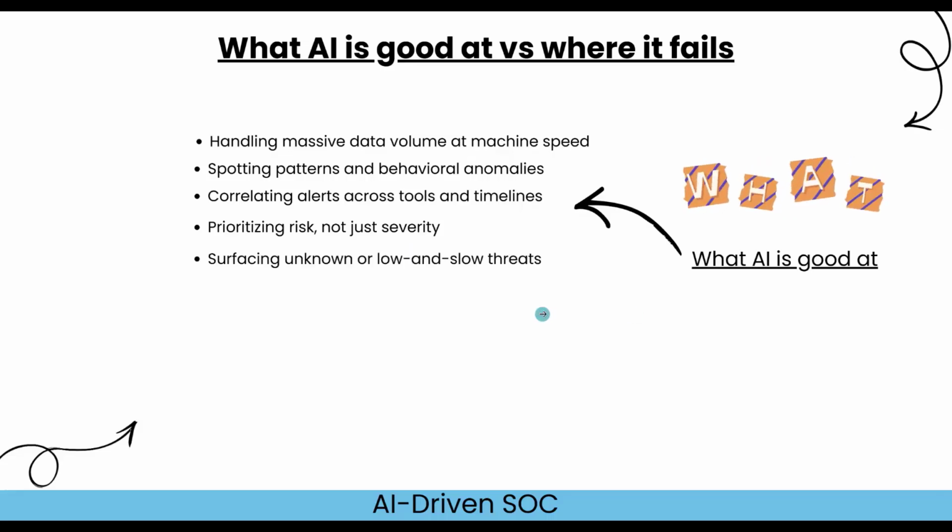And also AI is really good at threat hunting. It is able to identify advanced persistent threats that might not be detected by the controls that are present in the system to identify such threats.